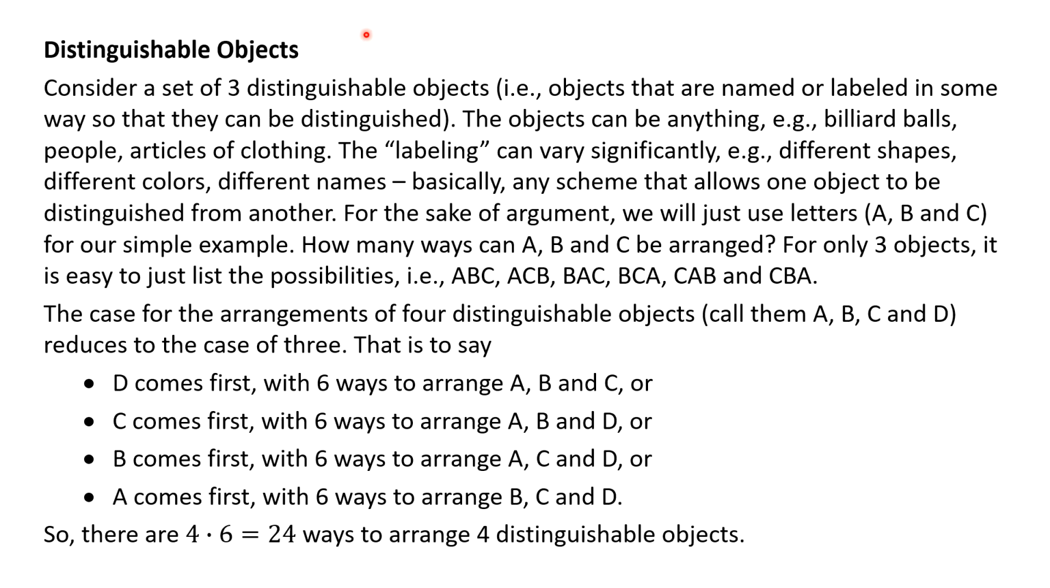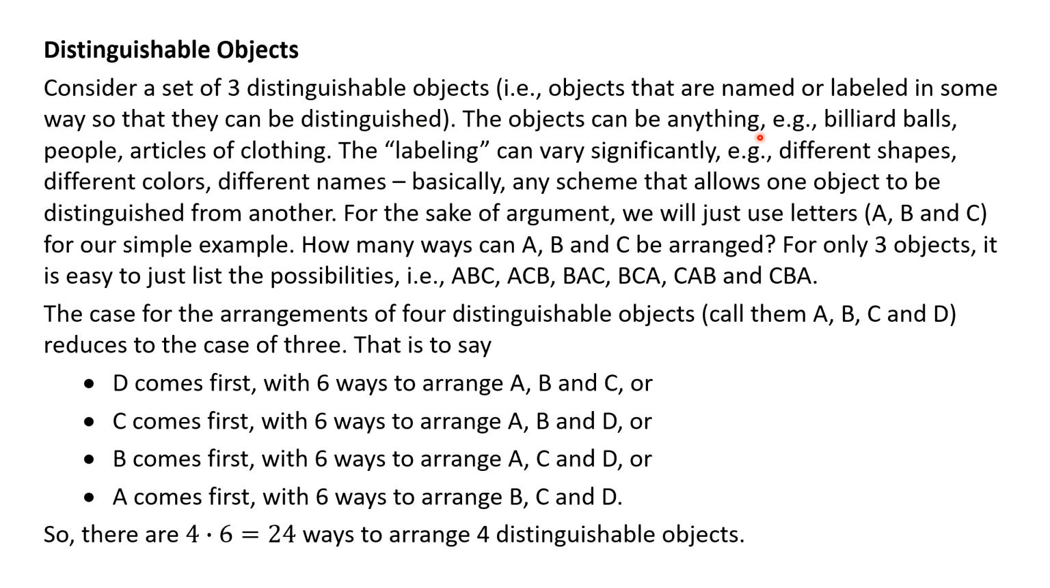So let's start off simple. We saw this type of problem already in the very first lesson where I quickly went over permutations and combinations. And I want to have a more general rule here in this lesson. So we'll start with distinguishable objects. Consider a set of three distinguishable objects. Objects that are named or labeled in some way so they can be distinguished.